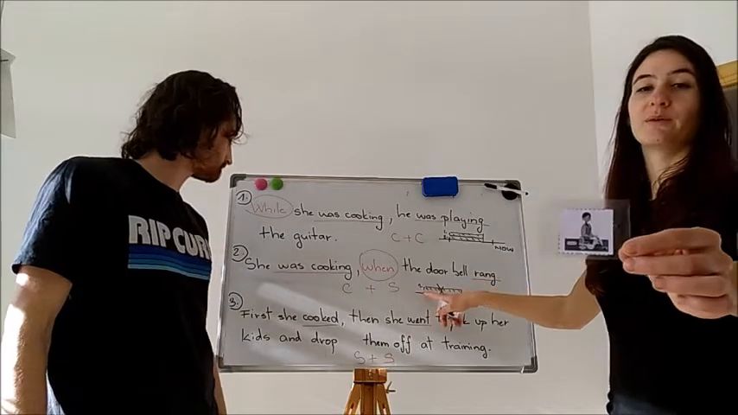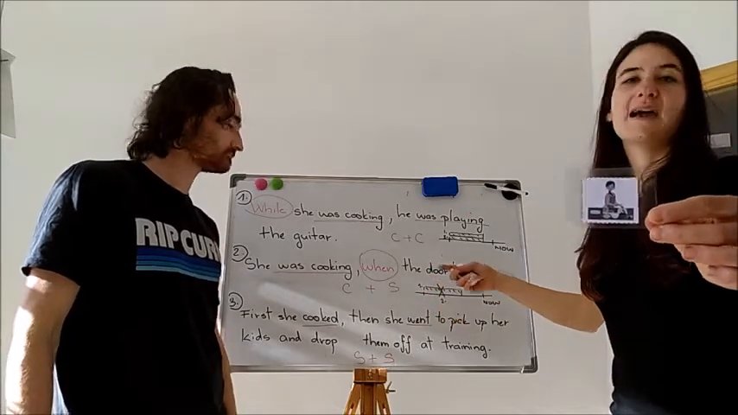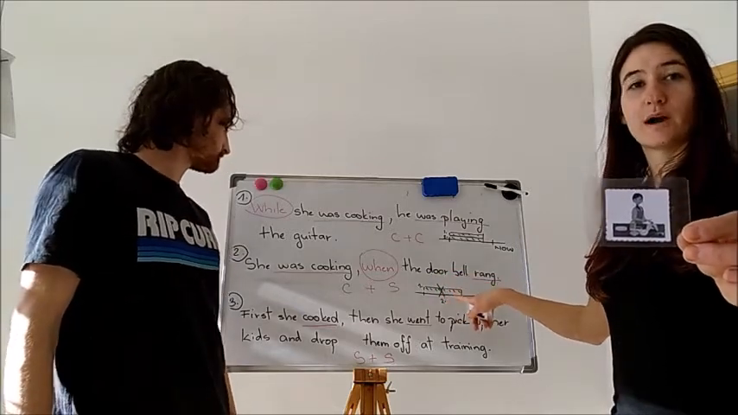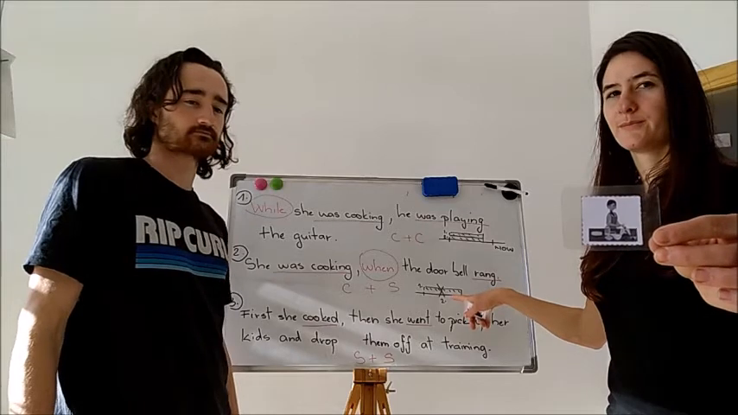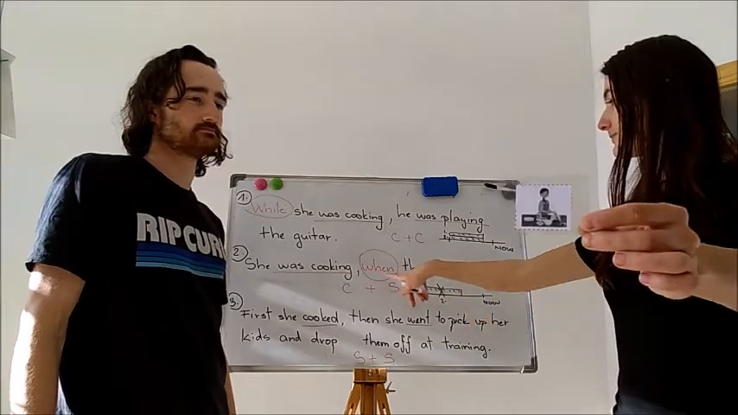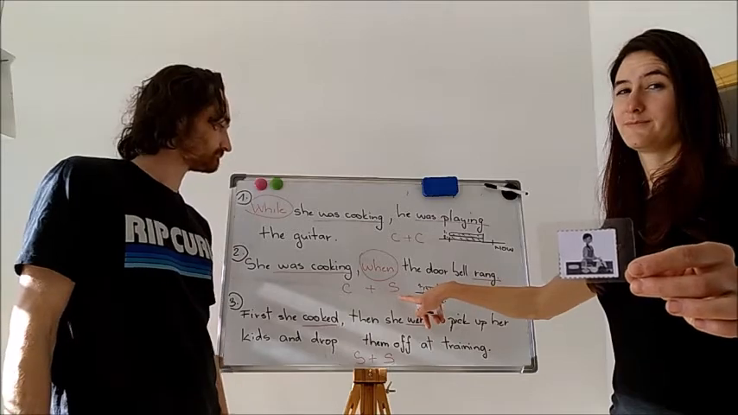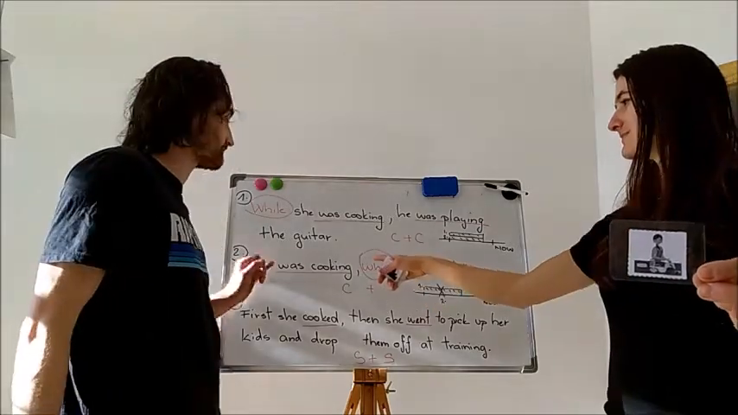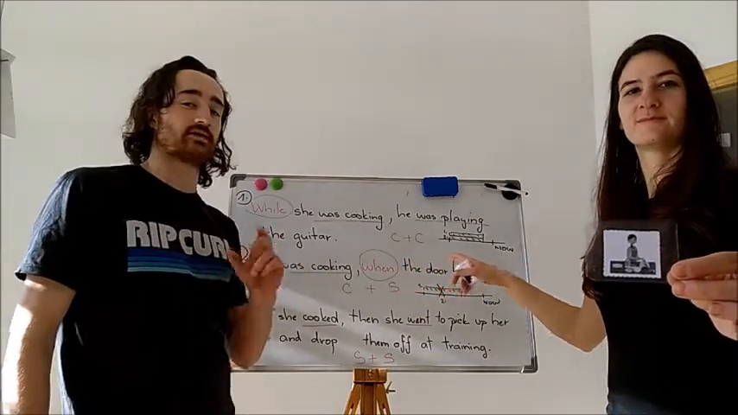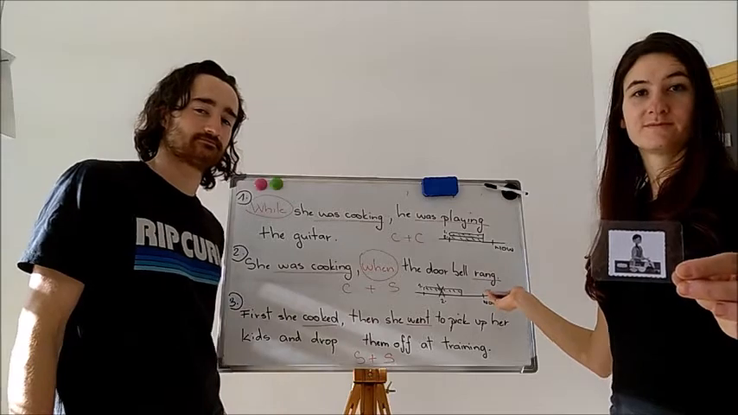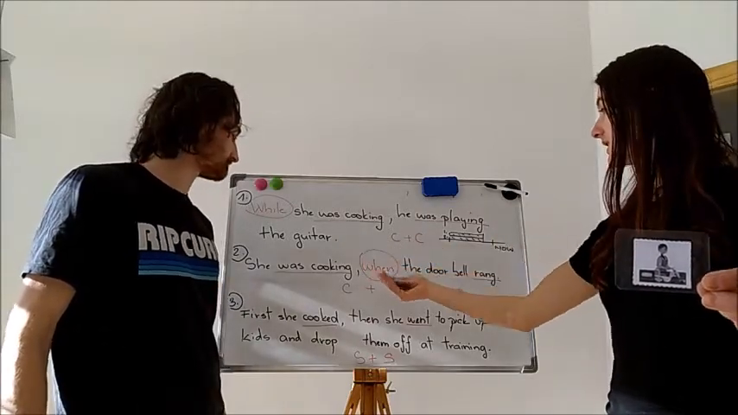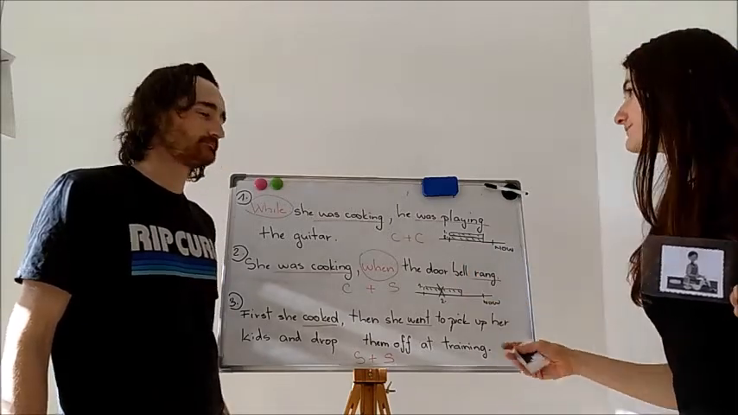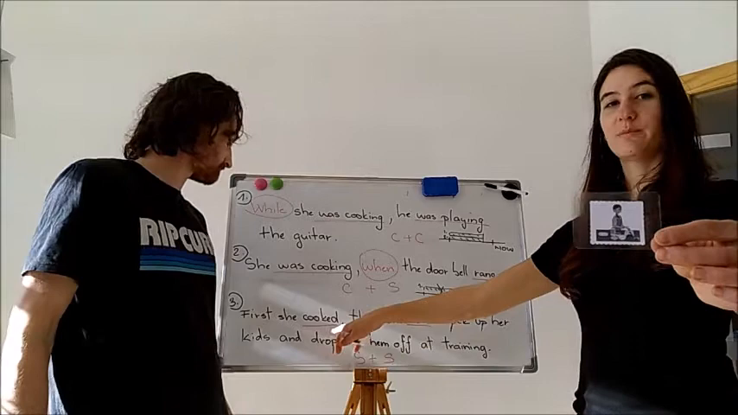What about the second example? What happened while Mary was cooking? Good. Patty, what happened while Mary was cooking? She was cooking when the cat scratched at the door. Yeah. Or while she was cooking, the cat scratched the door suddenly. Yeah? Good. And the last example.